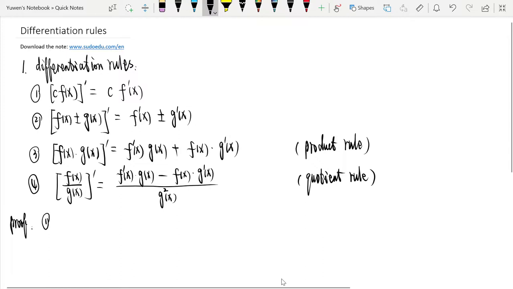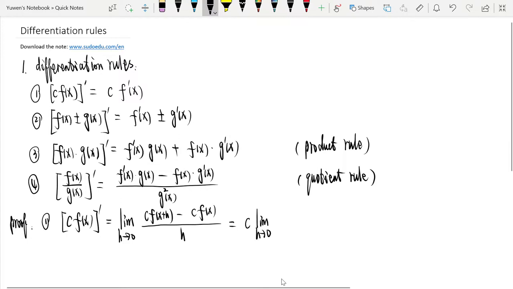The first one: the derivative of c f(x). Use the definition of derivative, that is, the limit as h tends to 0 of c f(x+h) minus c f(x), over h. The common factor c can be taken outside. That is f(x+h) minus f(x) over h. So the limit is actually the derivative of f(x). So that is c times the derivative of f(x). That's the first rule.